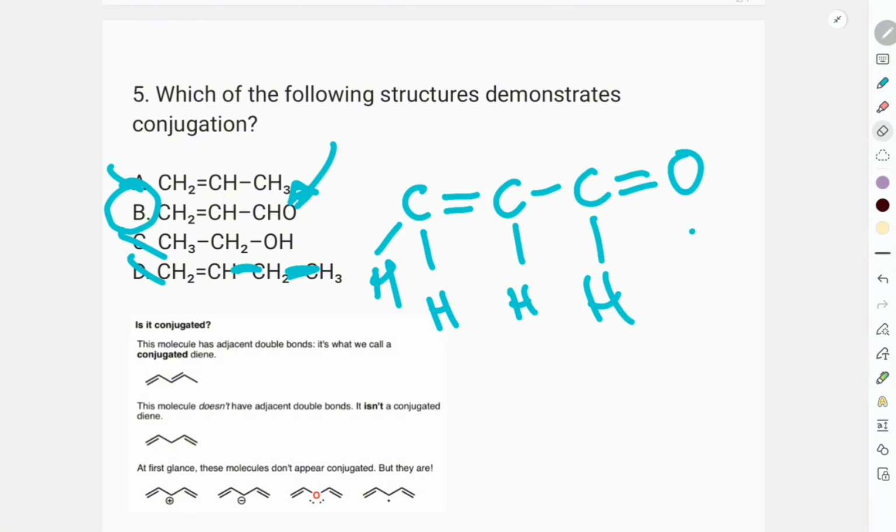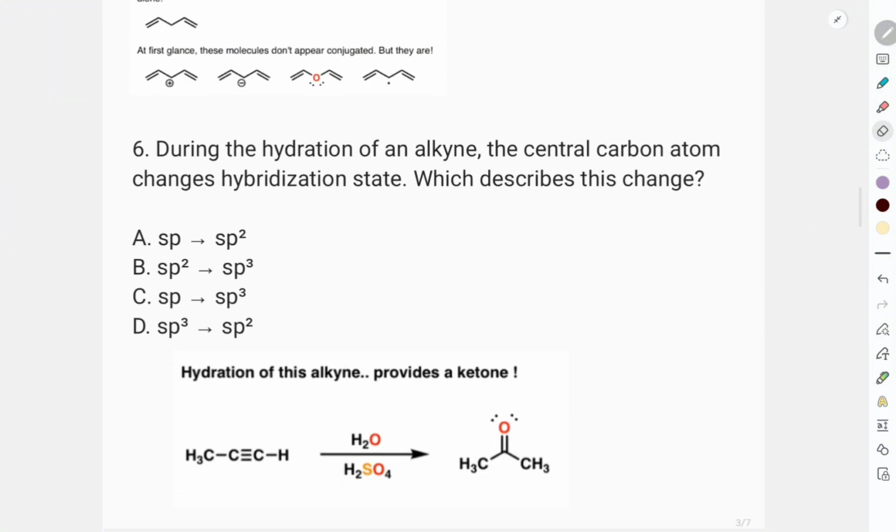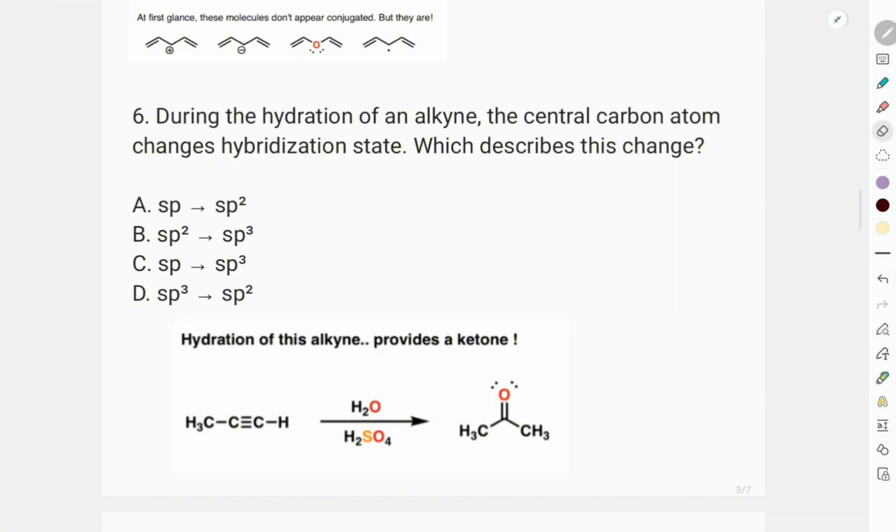Okay, let's go to question 6. During the hydration of an alkyne, the central carbon atom changes hybridization state. What describes this change? Okay, so when an alkyne goes under hydration, it turns into a ketone, as you can see here.